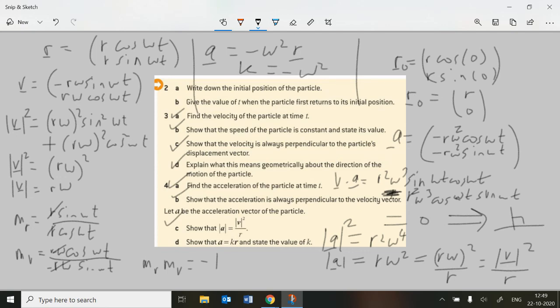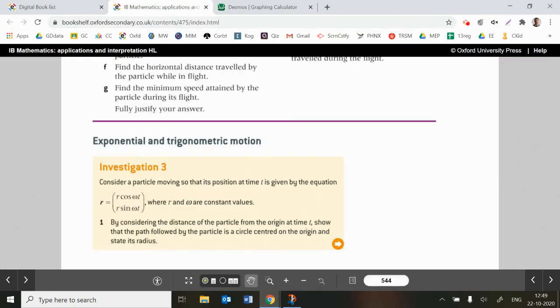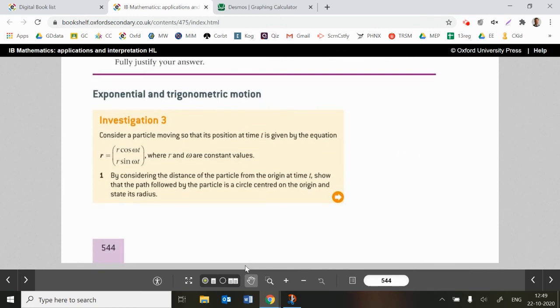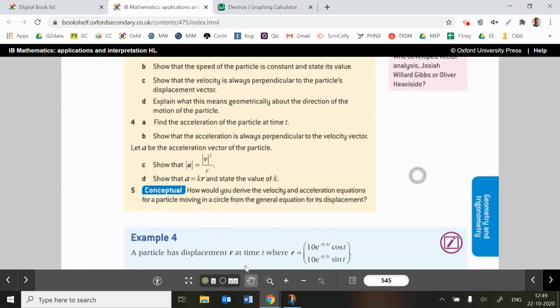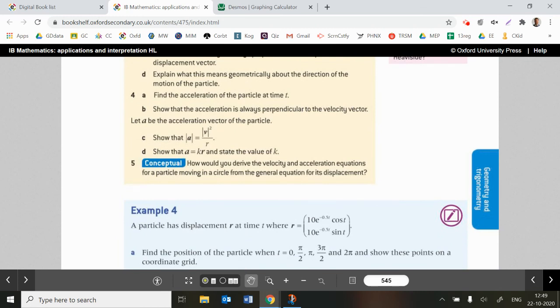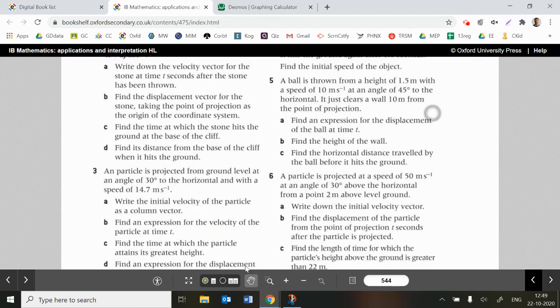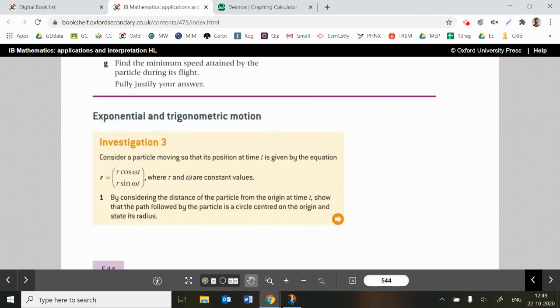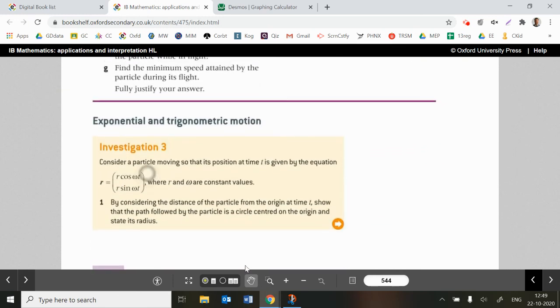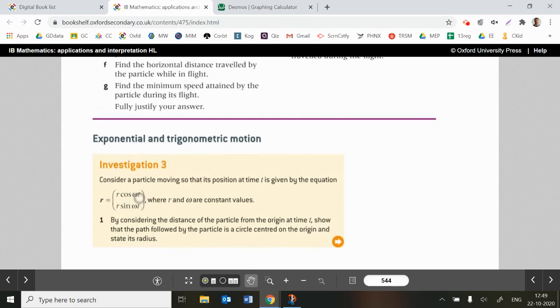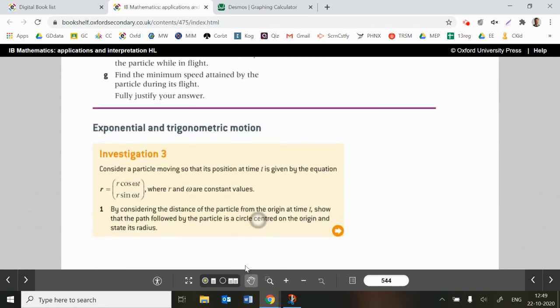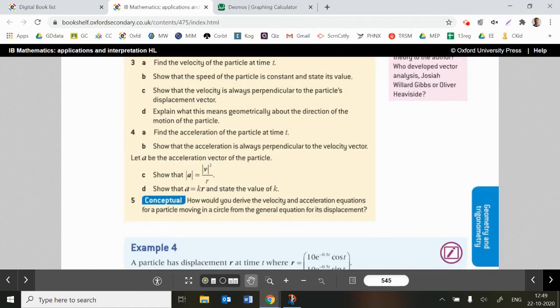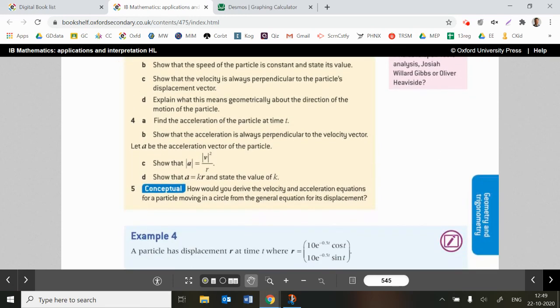Okay, well, I'll be amazed if anyone got through all of that one, but there you go. There's the investigation in full. There's a final part of this which I don't quite get really. It says, how would you derive the velocity and acceleration equations for the particle moving in a circle from the general equation for its displacement? I think we've kind of done that actually. So we started with the general equation for its displacement here. So I'm not quite sure what they're talking about there. I think I misunderstood their question, but I think we've kind of done that.